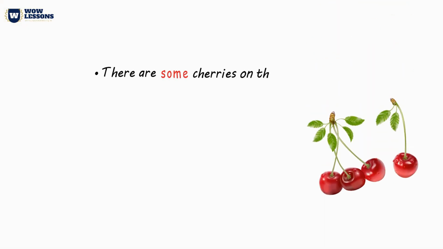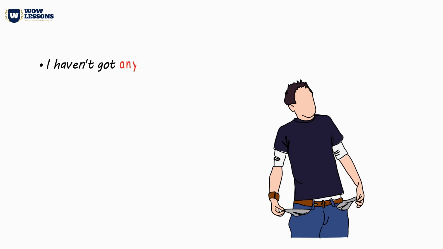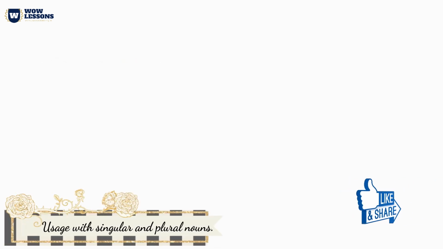There are some cherries on the tree. We don't mention the exact number of cherries on the tree. He has some friends in Dubai. I haven't got any money. Some and any can be used with both singular and plural nouns.